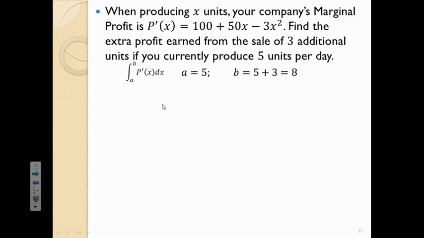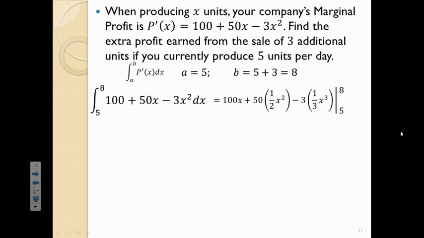So now that we know what our a and b is, and we know what our marginal function is, we plug that in. We're going to find the integral from 5 to 8 of our marginal profit function, which is 100 plus 50x minus 3x squared dx. Now, we know that we eventually want to do a P of 8 minus a P of 5, but we need to find the antiderivative first.